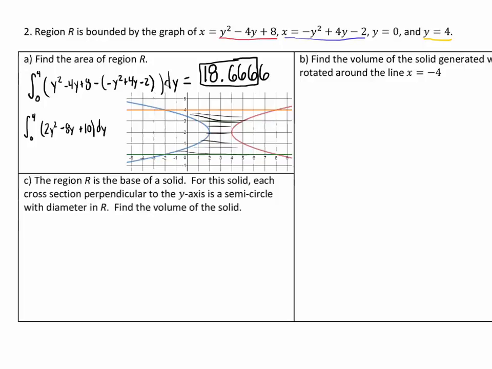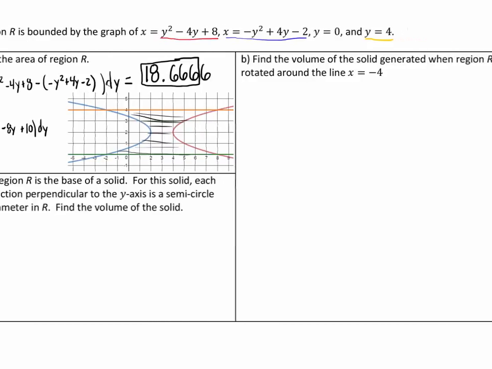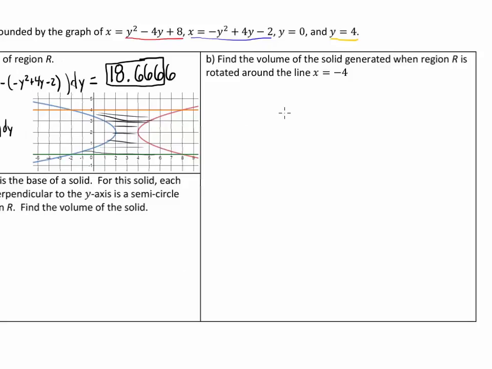All right, let's take a look at part B. Find the volume of the solid generated when region R is rotated around the line x equals negative 4. So let's come back over to our graph. Negative 4 is right here. So I'm rotating this region around that axis. Cool. We're still going to be doing it with respect to y.